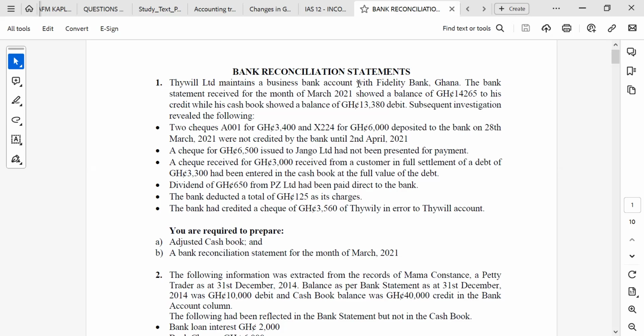Okay. A check received for 3,000 from a customer in full settlement of a debt of 3,300 had been entered in the cash book at the full value of the debt. Okay, what is happening there? How much did we receive from the person? 3,000. We received 3,000 in respect of how much?